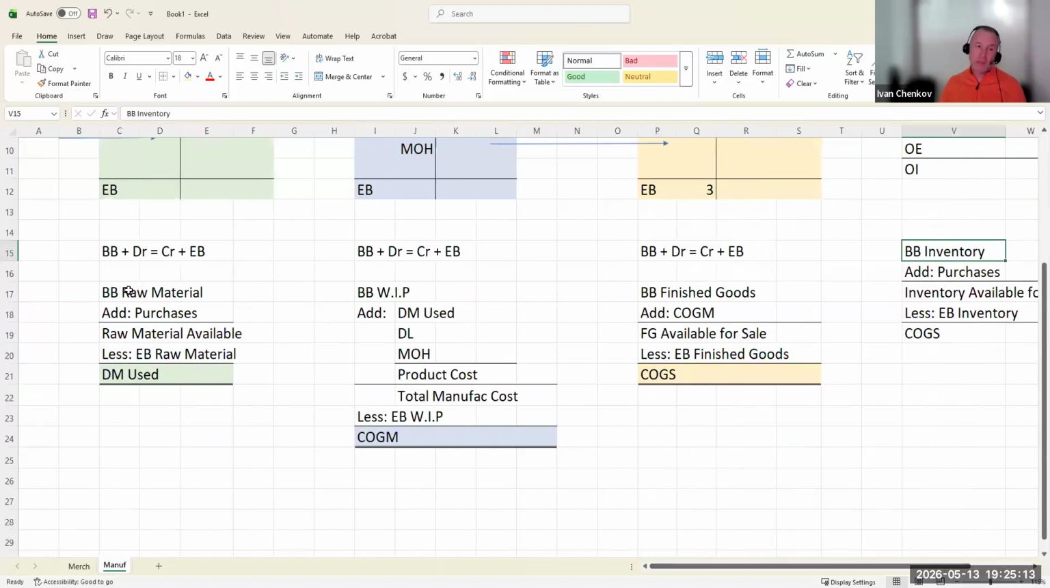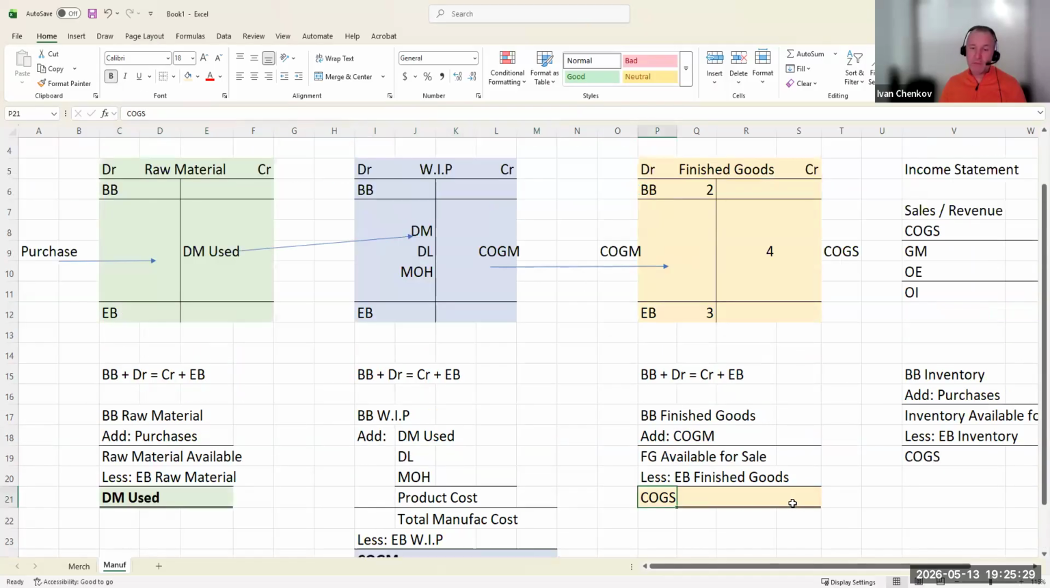So what do we have to do? Start with the raw materials, find how much raw material we used. Then find out how much is the cost of goods manufactured. Once we find the cost of goods manufactured, then we have to go to the finished goods account and find out how much is the cost of goods sold.